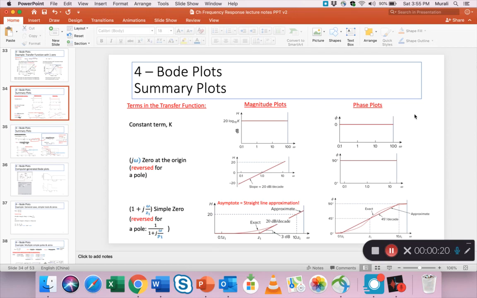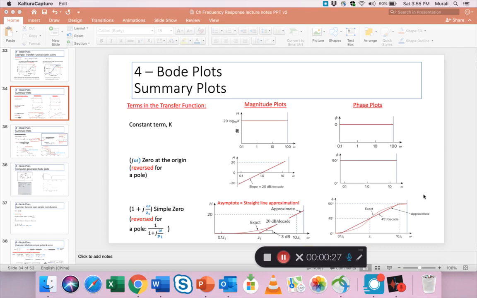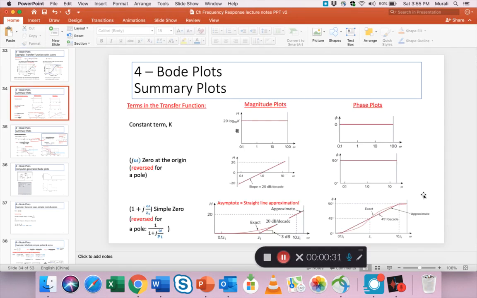So here I am looking at slide 33. I think this is 33. Sometimes these slide numbers... 32, yeah. So 32, I showed you this slide in the last recording, and it's a summary of the magnitude plots and the phase plots for different terms in the transfer function.